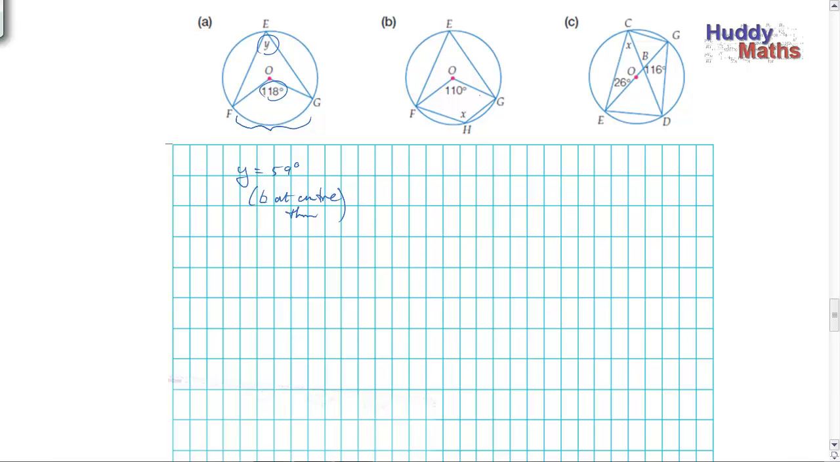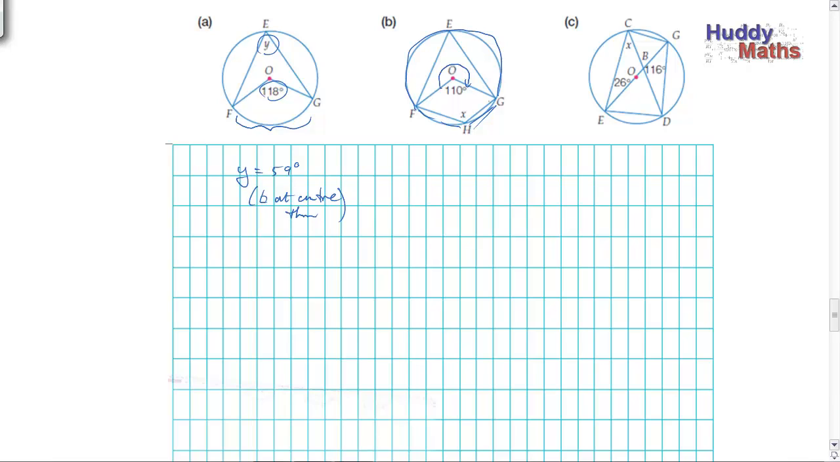So what have we got here? We've got a similar thing. X is sitting on this big arc here, isn't it? There it is, sitting out there. So the angle at the centre sitting on the same arc would be that reflex angle, and that would be twice x.